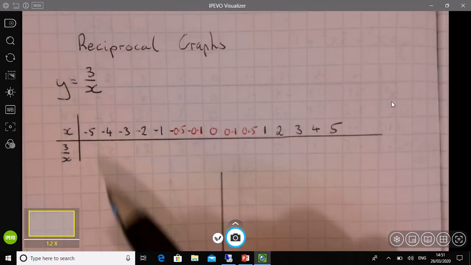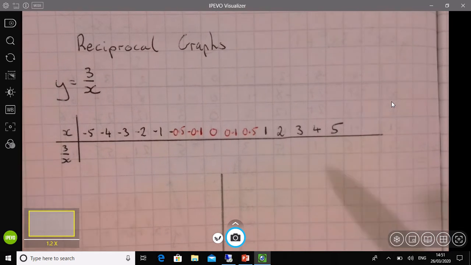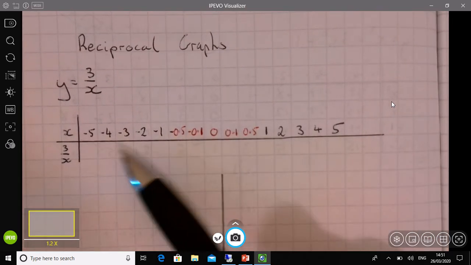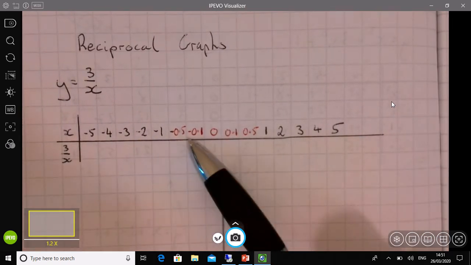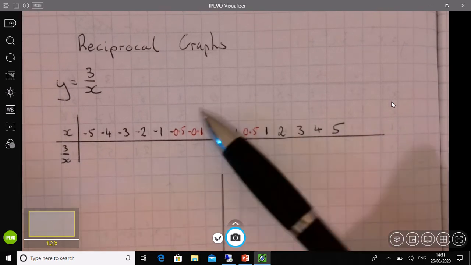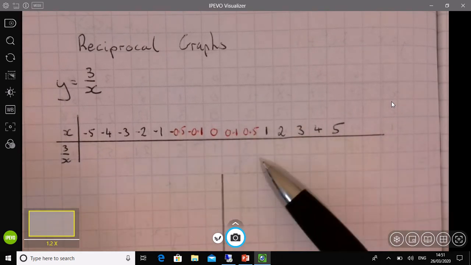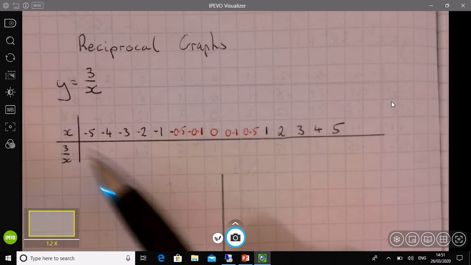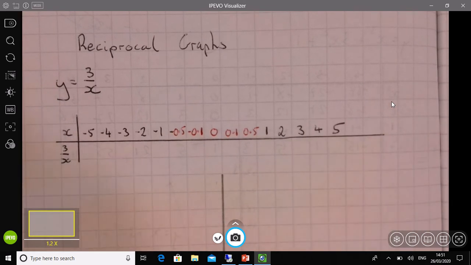So I've drawn out a table. Now normally we might go -5, we'll go up in ones, and then we'd normally go 0, 1, 2, 3, 4, 5. Now don't worry about having to decide what this table should look like. Most exam questions, if you get one on this, would usually give a table and say fill the table in, okay? So it's nothing really to worry about.